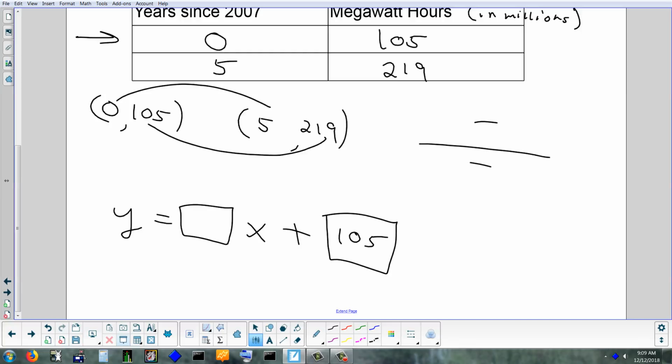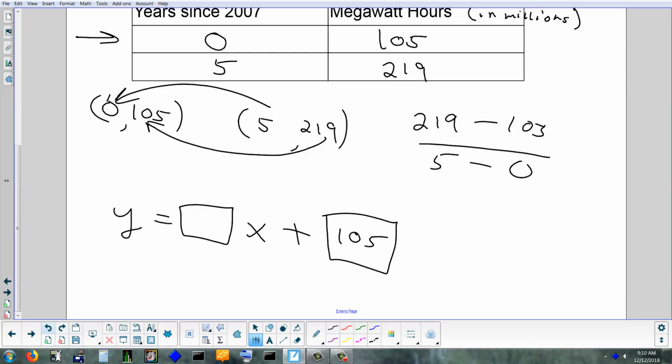You could do 219 minus 105. Yep, that's how I would do it. So I'm just going to put an arrow the way Yusef did it. He did 219 minus 105. So we've got to do it in the same order here. What would go in the bottom? 5 minus the 0.